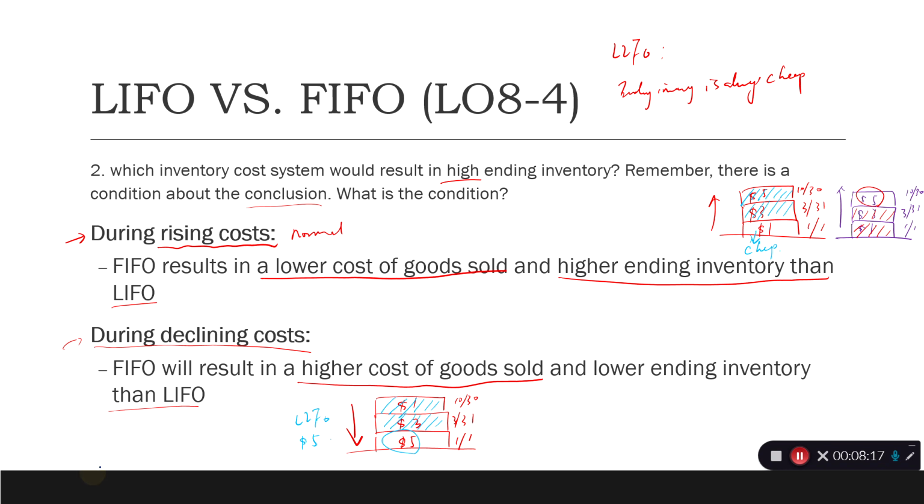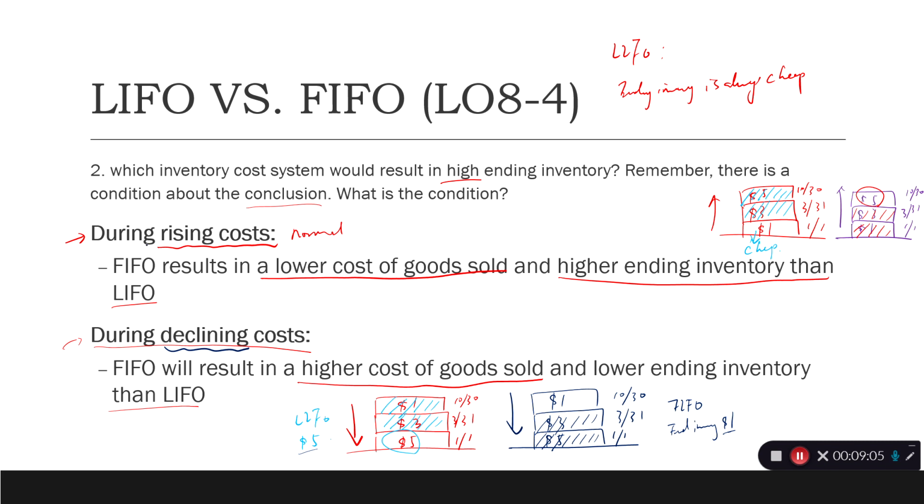However, if we draw the same thing again, $5 on January 1st, $3 on March 31st, and $1 on October 30th, so this is a declining cost. Under these circumstances, with the FIFO method, we will consume $5 and $3 and be left with the $1. So FIFO ending inventory will be only $1. Hence when there is a decline in cost, FIFO will result in a much higher cost of goods sold, exactly $8 versus $4, and a lower ending inventory than LIFO. So $1 versus $5.